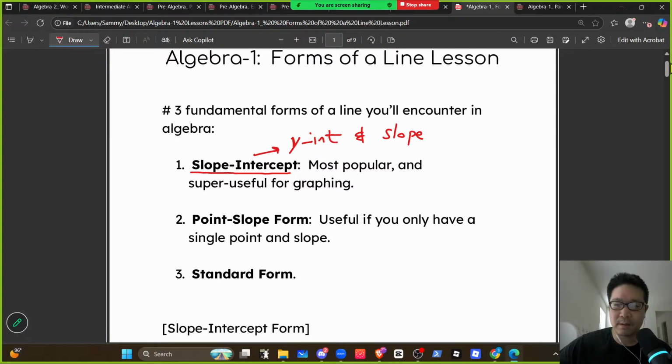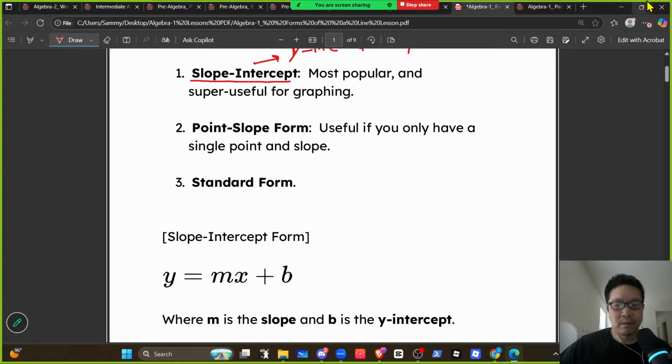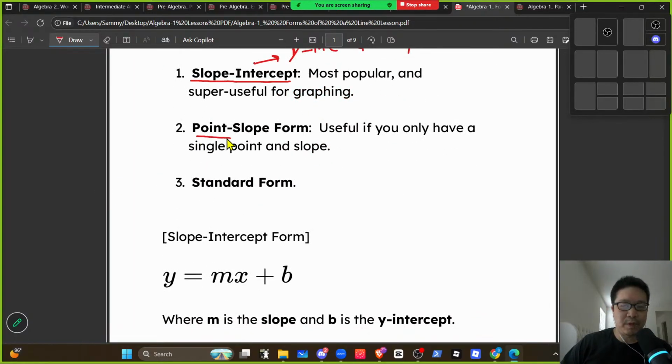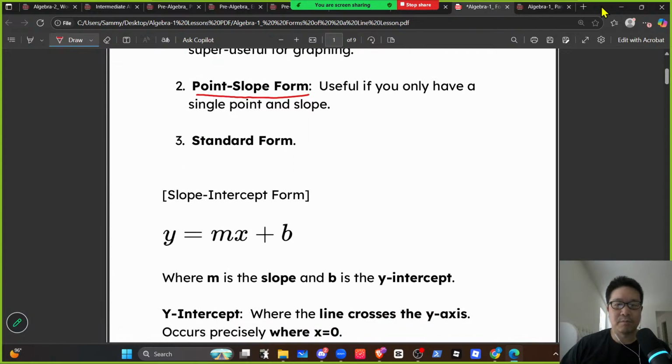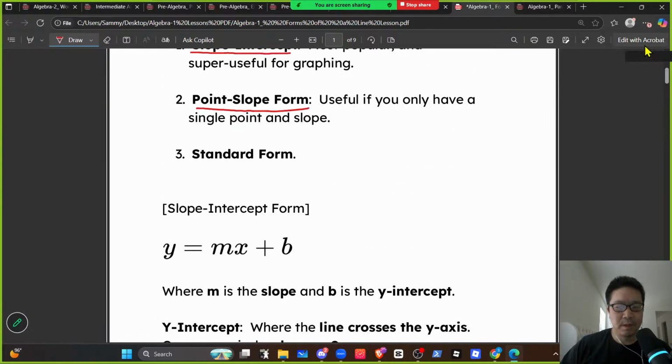The second form of a line is the point slope form, and this is good if you are given a point and a slope, not an intercept, but a point. An xy ordered pair and a slope. The third form is the standard form. We're going to go over all three.